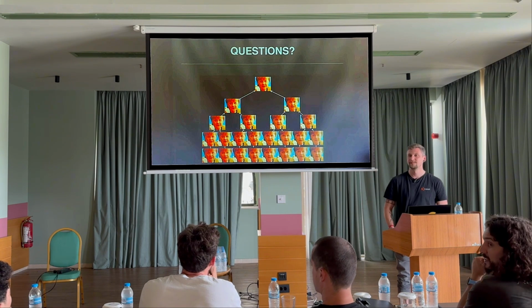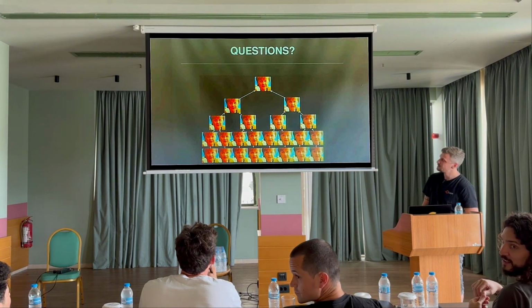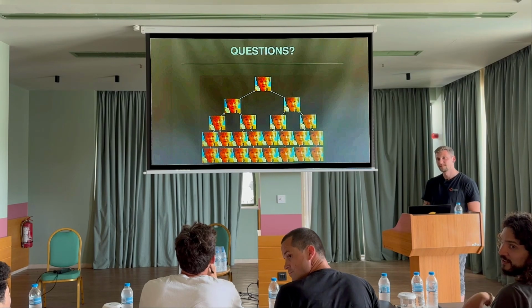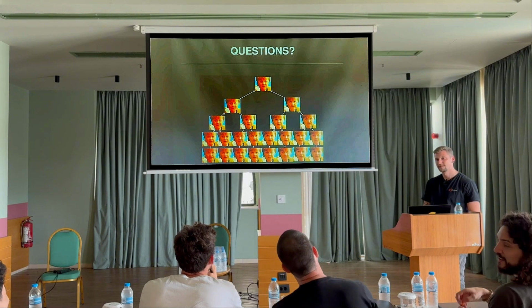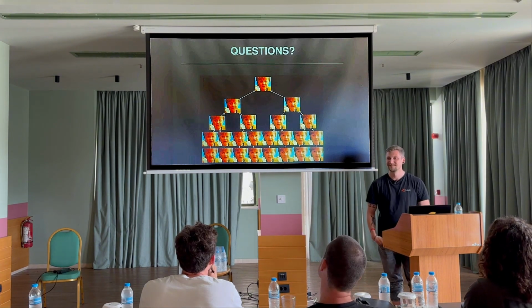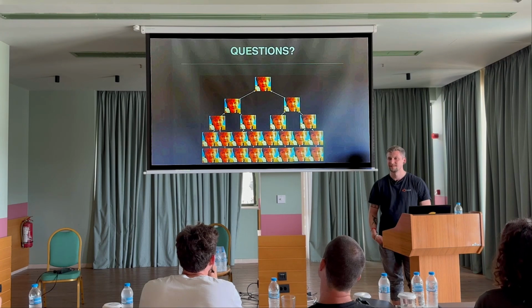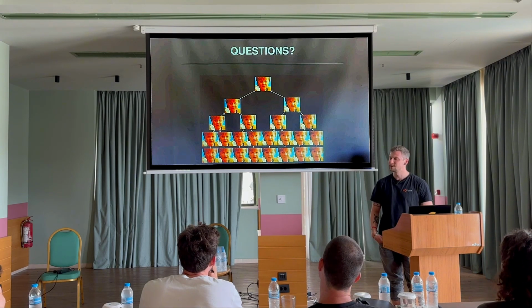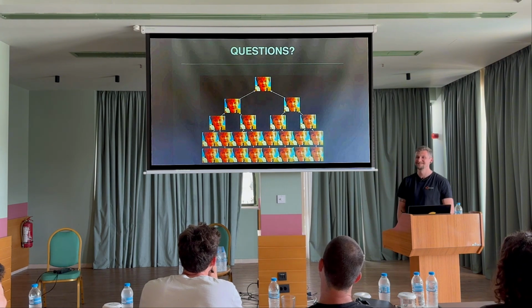If the Merkle tree would wear pants, how would it vary? Like one big pant or lots of small pants? Yeah, that's a good question. I guess lots of small pants.